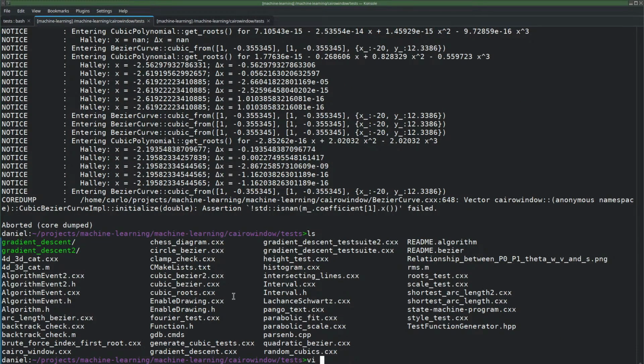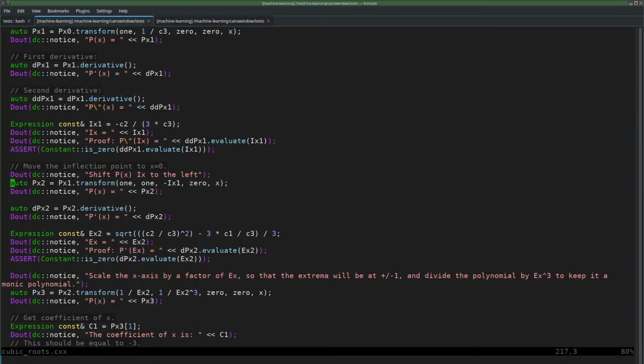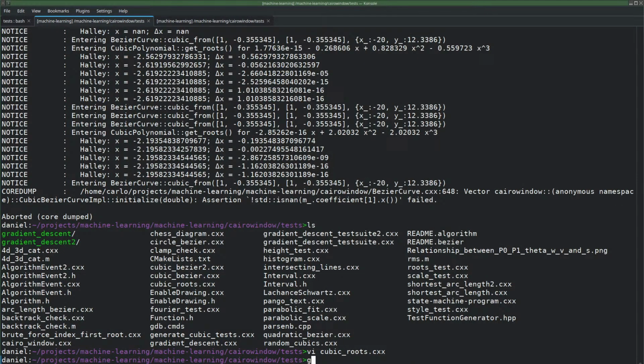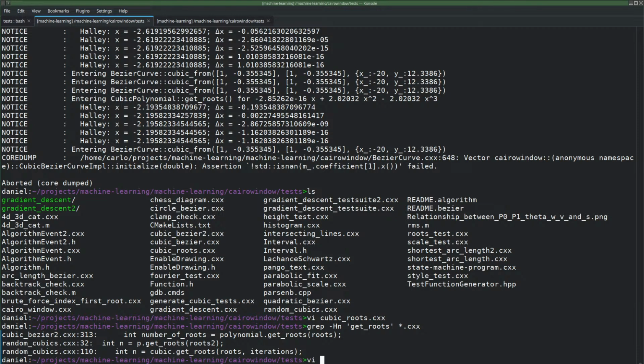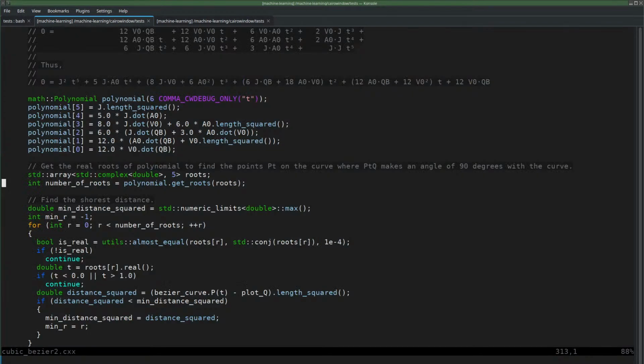Let's use another program that is just about cube roots, maybe? What does this even do? Is that even calling what I just changed? Nope, it's not. I need a program that calls get roots. Random cubics maybe. That depends on what the polynomial is, but cubic Bezier 2 is also polynomial. No, it's another thing.